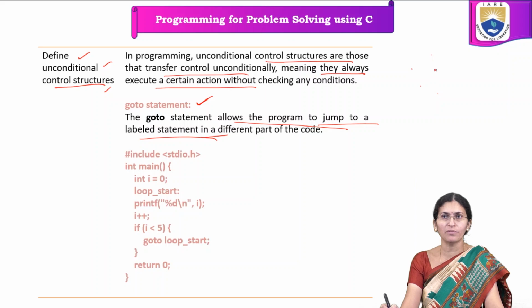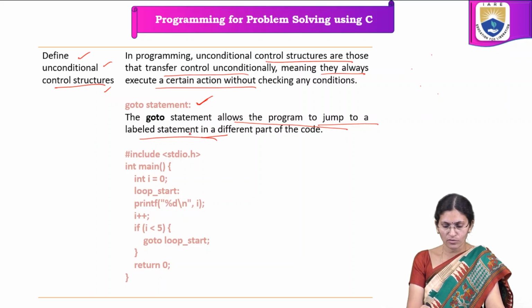Wherever the label definition is given, there the control will be transferred. So the goto statement allows the program to jump to a label statement in different parts of the code. For example, this is a program.